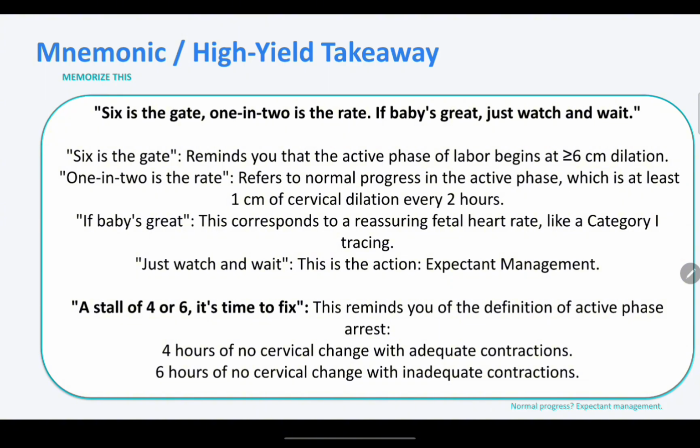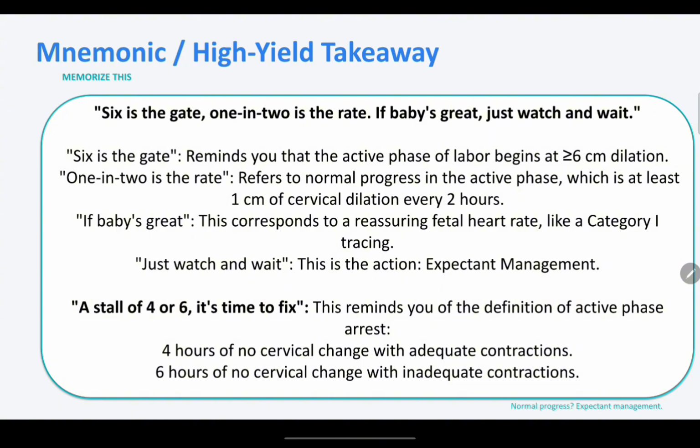Now, let's look at our mnemonic to make sure you never forget this. Here is the simple rhyme. 6 is the gate, 1 and 2 is the rate. If baby great, just watch and wait.